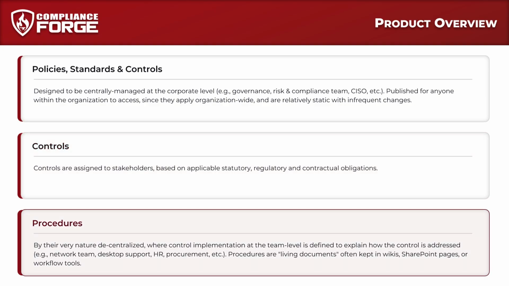Procedures, by their very nature, are decentralized. Control implementation at the team level is defined to explain how the control is addressed, for example by the network team, desktop support, HR, or procurement. Procedures are living documents that require frequent updates, and they are often documented in team share repositories, such as a wiki, a SharePoint page, or a workflow management tool.